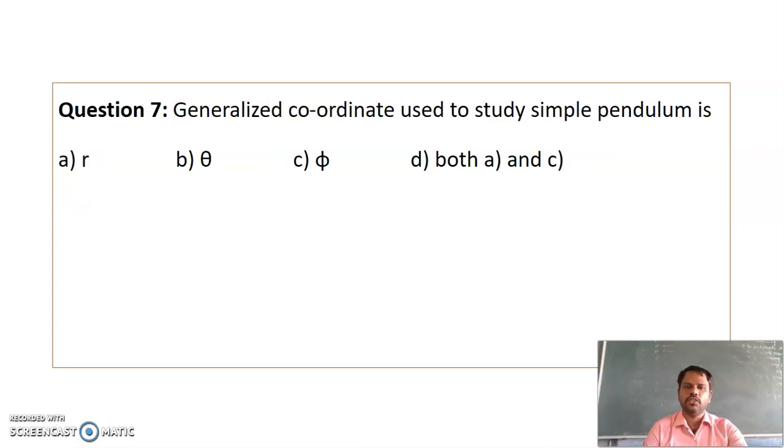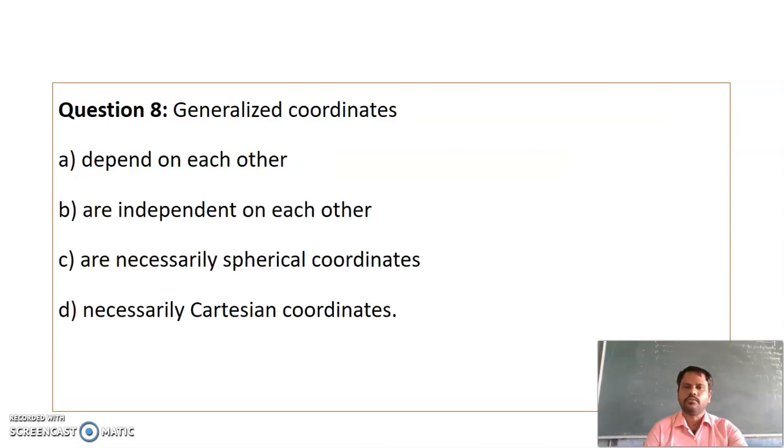Question number 7. Generalized coordinates used to study a simple pendulum are, generally, both A and C. If the length of the pendulum is not fixed, both r and theta are used to study the simple pendulum. Question 8. Generalized coordinates, q1, q2, q3, as you have seen, are independent of each other. So the answer is option A.